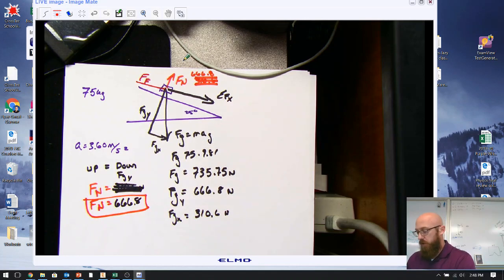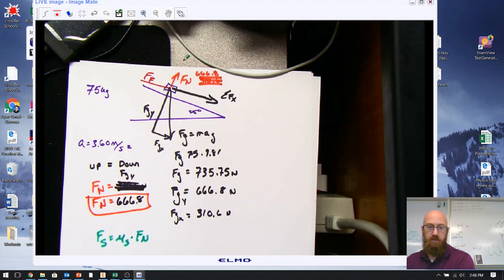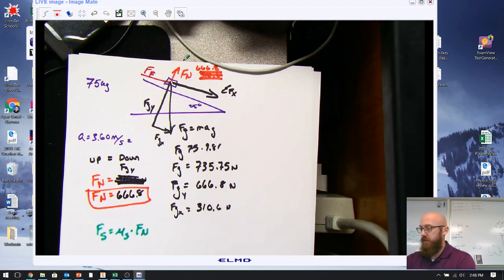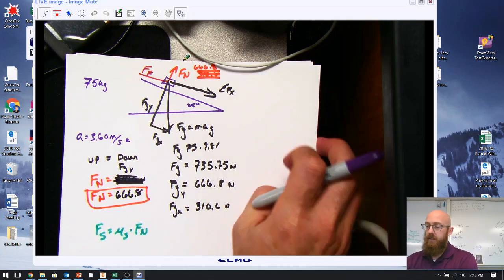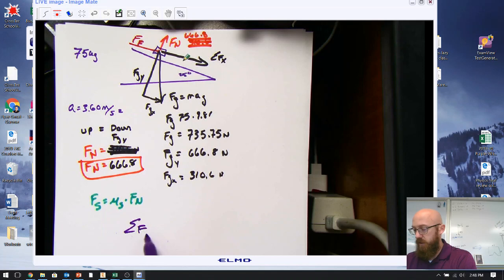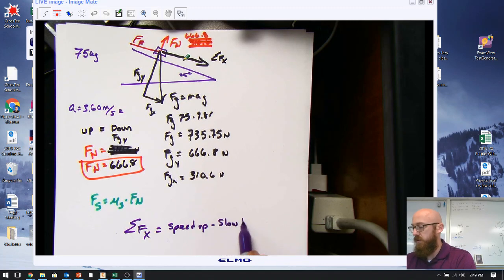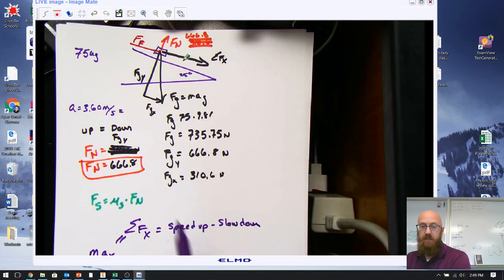Cool. Well, we know our static friction equation because we've calculated our F_s. F_s is mu_s times F_N. Well, that still doesn't help us really because we're still missing some stuff. So we have one more equation. The sum of the forces in the x direction equals what's speeding us up minus what's slowing us down. But we already know this because this equals mass times acceleration in the x direction, which is 75, our mass, times 3.60. That equals what's speeding us up.